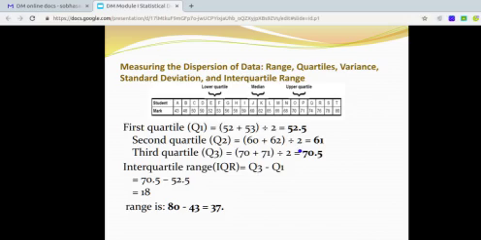Another statistical calculation of data is called dispersion of data. How your data is being dispersed among the elements. That is calculated by finding out range, quartiles, variance, standard deviation, interquartile range, etc. Yet another set of statistical calculations are used for finding out the dispersion of data.